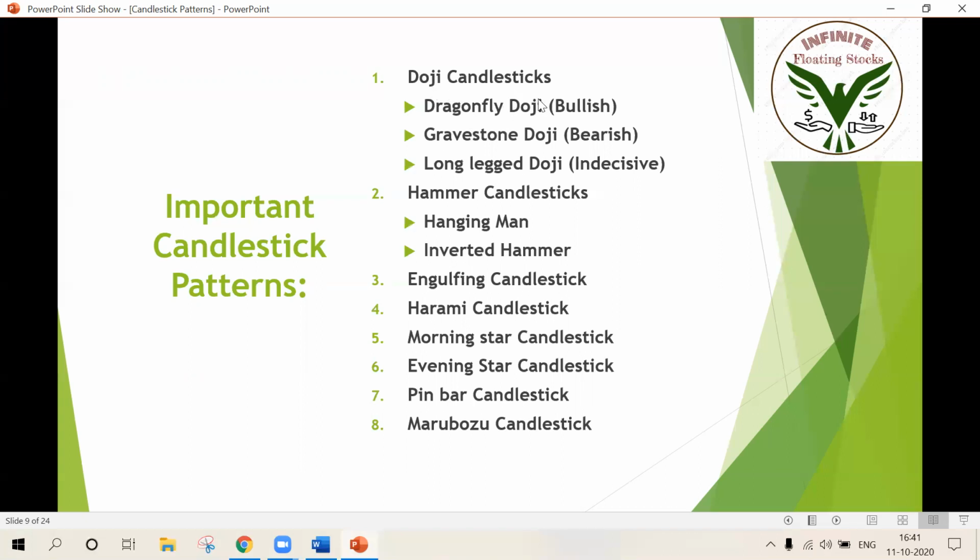Among them, doji is very important. The first candlestick type is doji, and doji has 3 different types: dragonfly doji, gravestone doji, and long-legged doji. Then hammer, hanging man, inverted hammer, engulfing, harami, morning star, evening star, pin bar, and Marubozu candlestick. All these are very important candlestick patterns. You can pause the video and write them down, no problem.